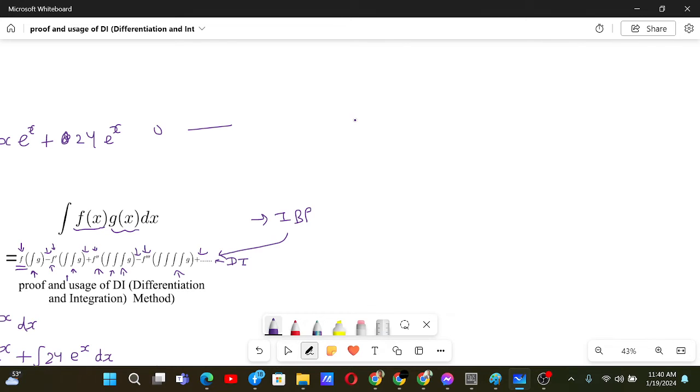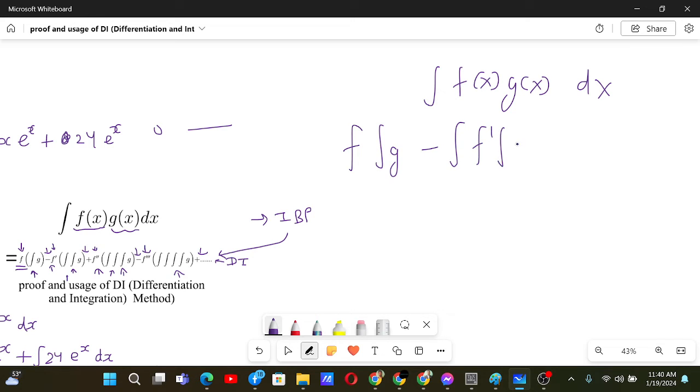The proof is similar, because you already have the idea from the solution itself. What we do is we first write f times the integral of g, minus the integral of the derivative of f times the integral of g, dx. Again we have f times the integral of g, minus. Now again, first of all we write the same f.